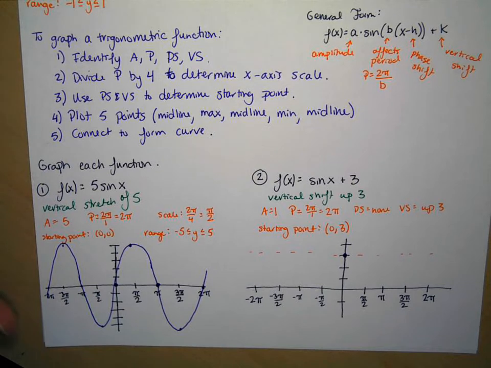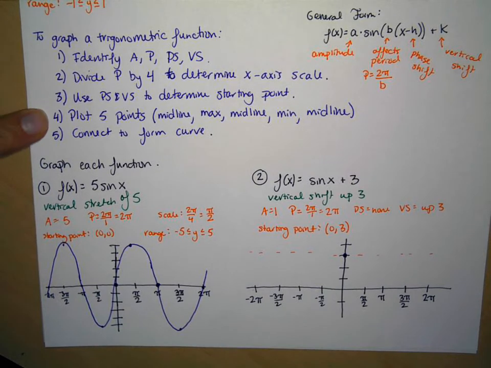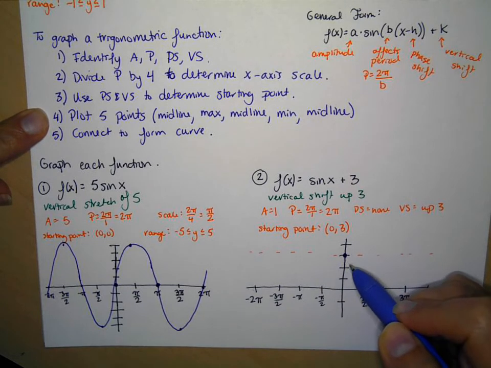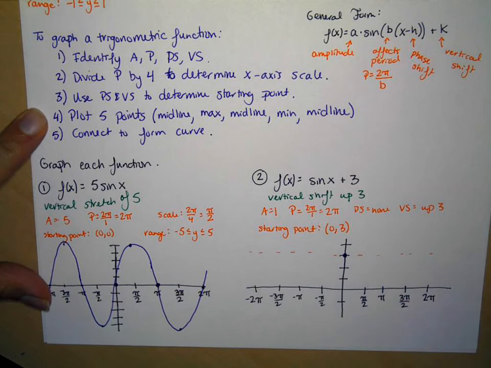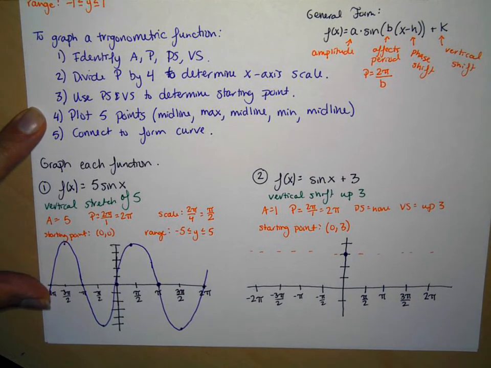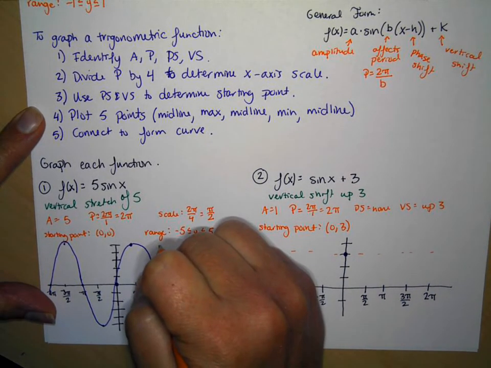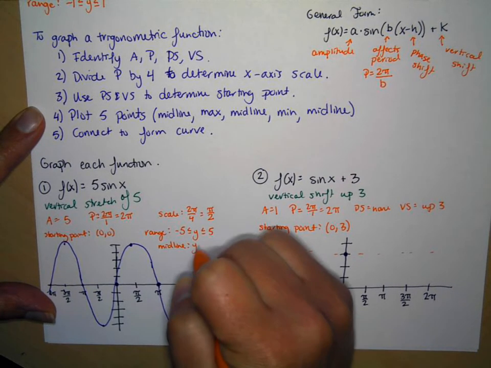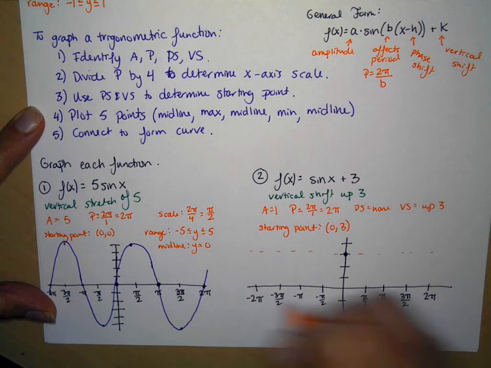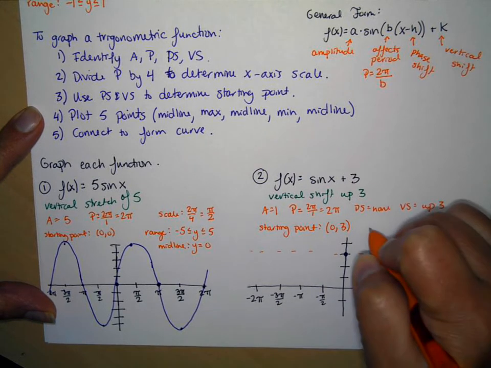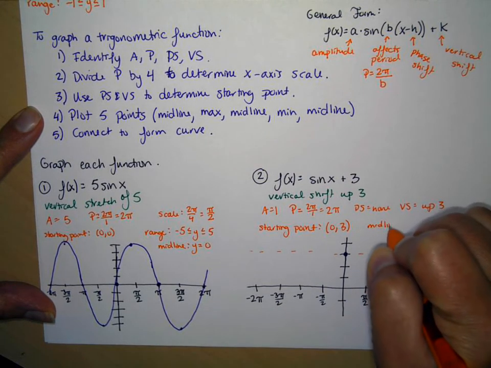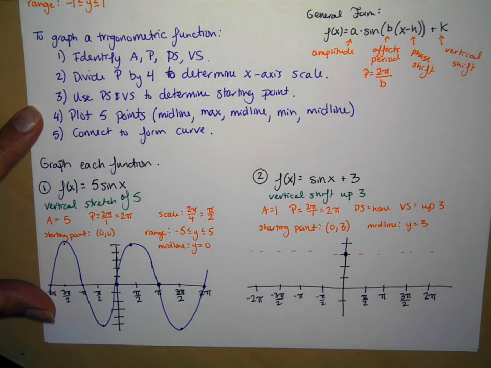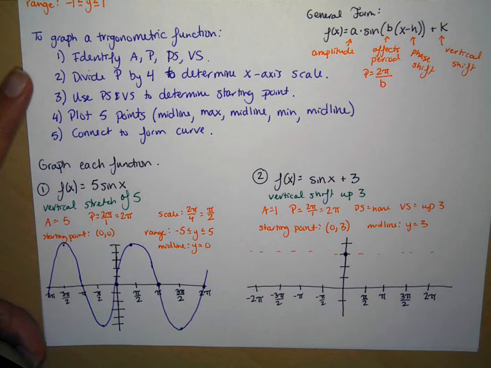Okay? All right. And next we're going to plot our 5 points. So we have our first point on our midline. I forgot one thing here. On our first example, our midline would still be at y equals 0 on this one. But on this graph, our midline is y equals 3. That's that line that we just kind of dashed in there.